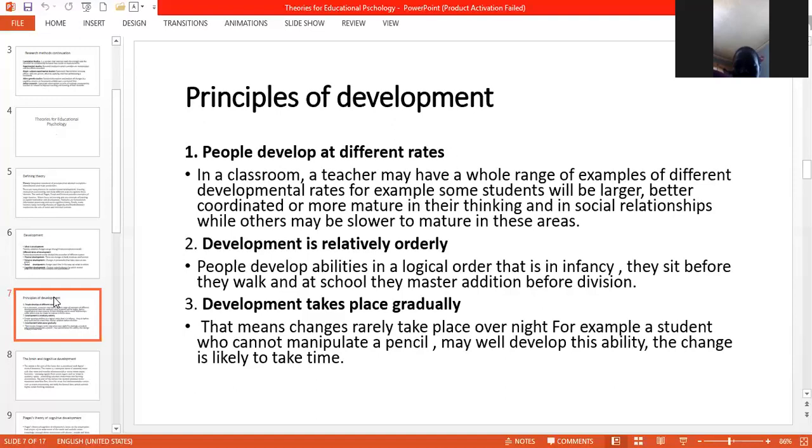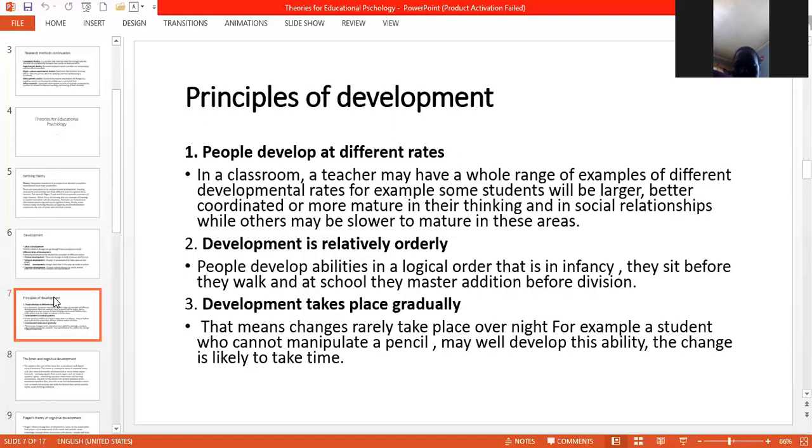So this shows that people develop at different rates. They may be larger, they may be better coordinated, others may be more mature than others, and others may be slower, even to grasp anything that you teach them. The child may look older, larger, or more mature, but when it comes to learning, that child may be slower in grasping the information which you want to teach.